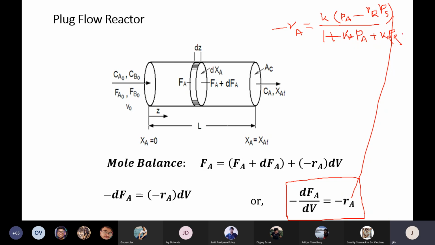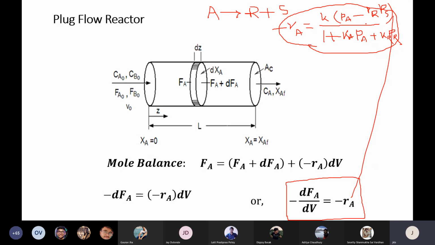These KA PA, KR PR are called the adsorption parameters, adsorption terms. This is dimensionless. PA is in terms of atmosphere or Pascal, any pressure unit, so K will be pressure inverse. That is the unit of the adsorption equilibrium constant. This is the adsorption equilibrium constant for A, and this is the adsorption equilibrium constant for R. And if the reaction is A going to R plus S, this type of reaction, the rate model is given by this.